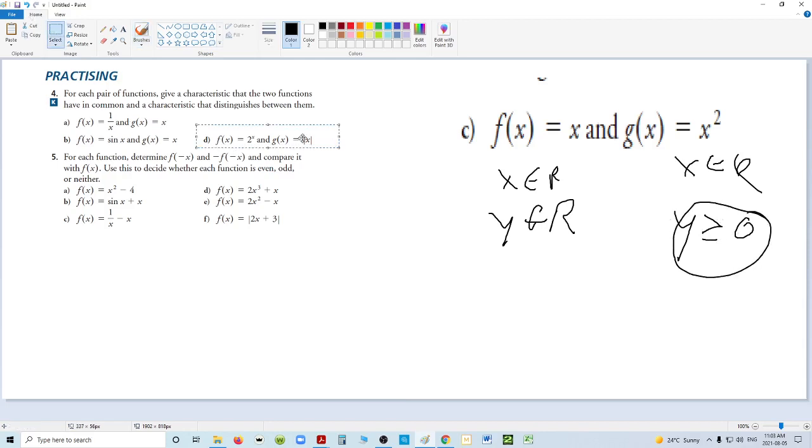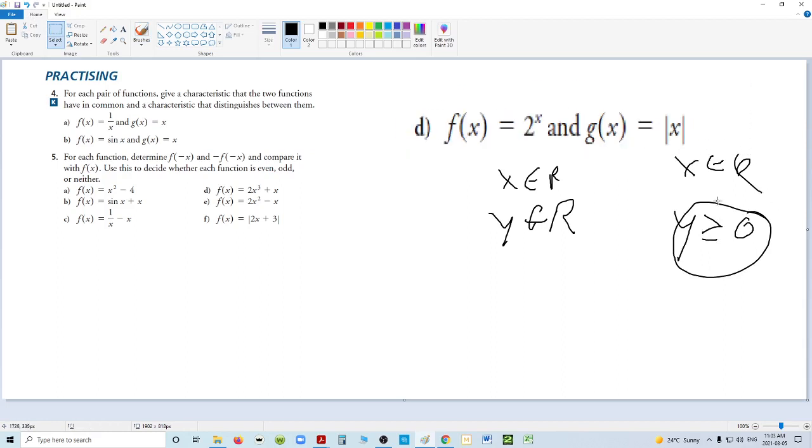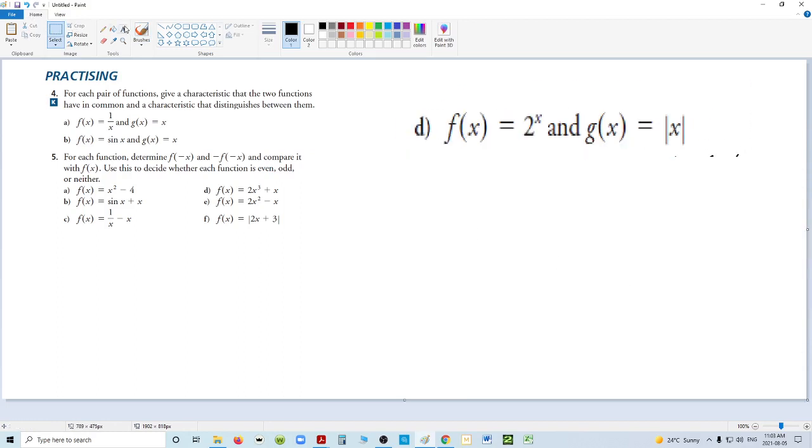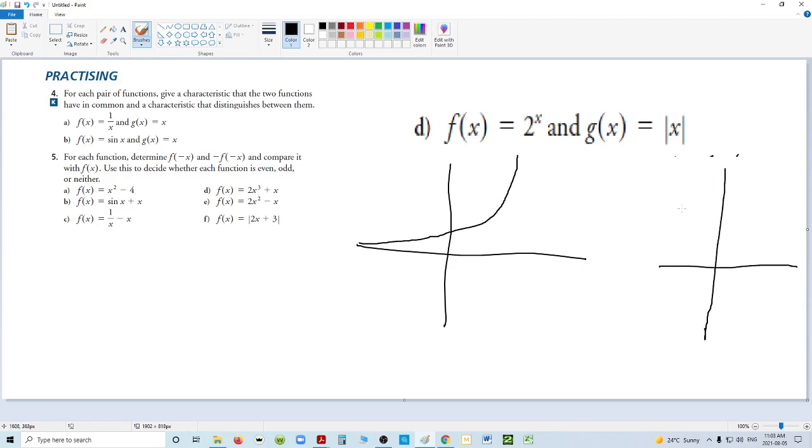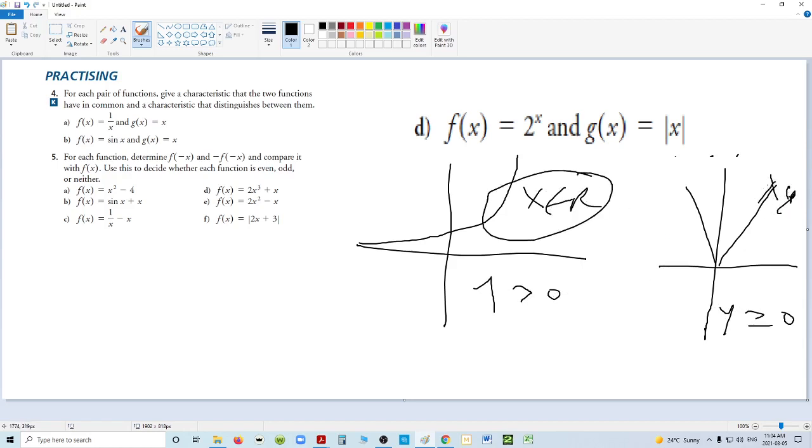And finally, the last one. Fair enough. This growth curve looks like this. It never touches the x-axis. This absolute value curve looks like this and has a vertex right here at 0, 0. So you might say their ranges are the same, but they aren't. This one's bigger or equal to 0, and this one's bigger than 0. So their ranges are not the same. However, their domains are the same: x is any real number for both. So again, you can say their domains are the same, but their ranges are slightly different.